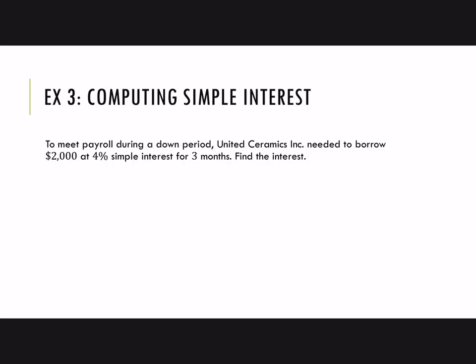Okay, so let's try one of these out. To make payroll during a down period, United Ceramics Incorporated needed to borrow $2,000 at 4% simple interest for 3 months. Find the interest. Okay, so again, let's focus on what we need to find: interest. And if we look for a clue in this problem, we are told that this is simple interest. So again, we're using I equals PRT. And then let's start filling in what we know. Okay, we don't know interest, that's what we're solving for. Principal is the amount that was borrowed, so $2,000.